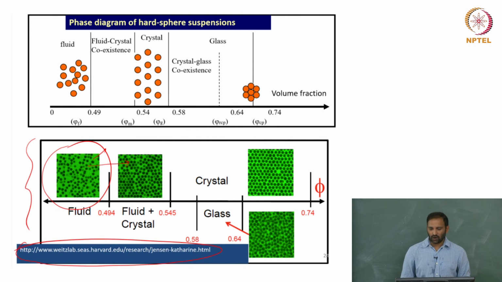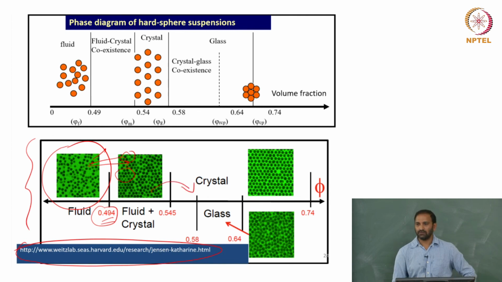Now, you increase the concentration of the particles. If you go beyond 0.494 volume fraction, that is a little bit more than 50%, you clearly see that there are regions where there is a crystalline arrangement. Can you see what is marked there? Every particle has 6 neighbors, a very nice arrangement. But of course, there are regions like here where it is still fluid-like. So that's a fluid-crystal coexistence.